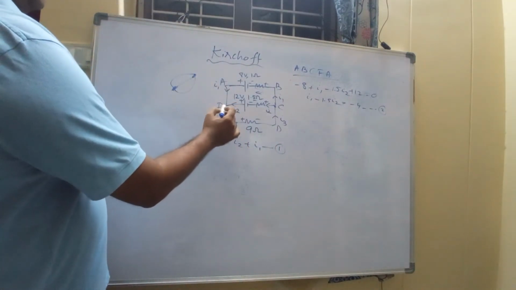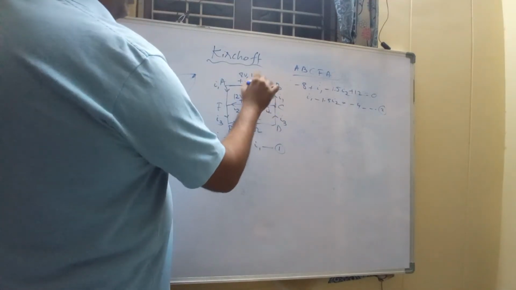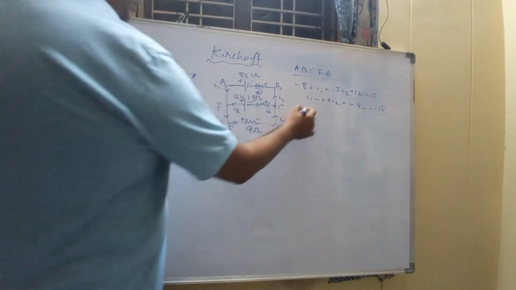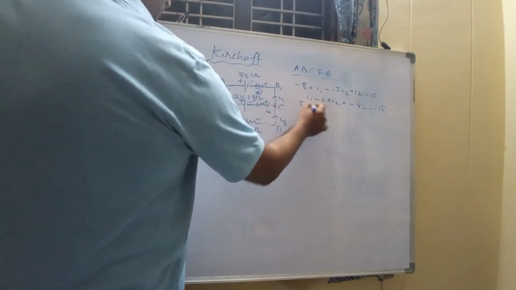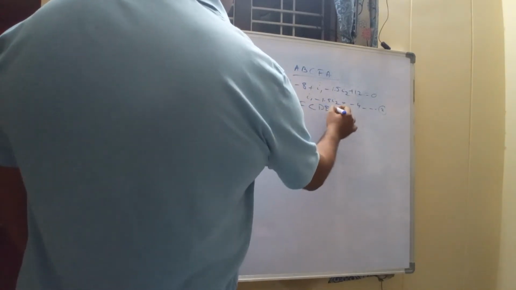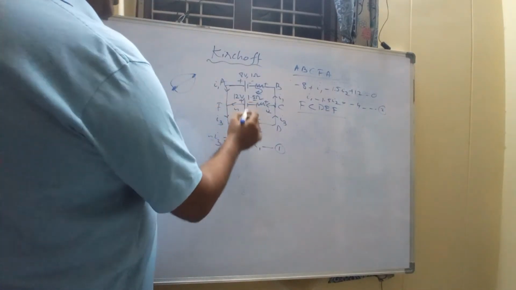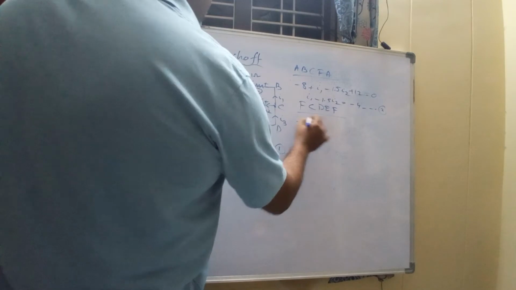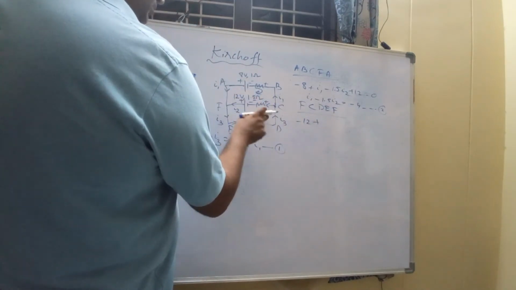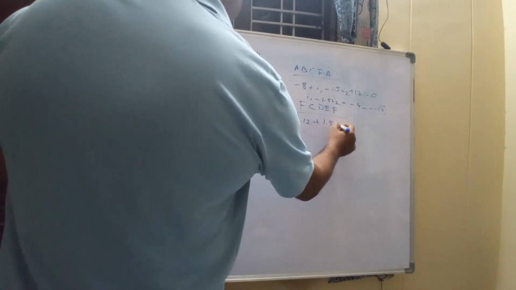So this time we will select the second loop. See students, here the direction does not matter. Whether you take clockwise or anti-clockwise, you will get the same answers. So now we will take the second loop. We are taking a closed loop F, C, D, E, F. So I'm starting from here, crossing the battery, plus to minus, minus 12. Then minus to plus, the current is I2 and resistance is 1.5, so it is 1.5 I2.